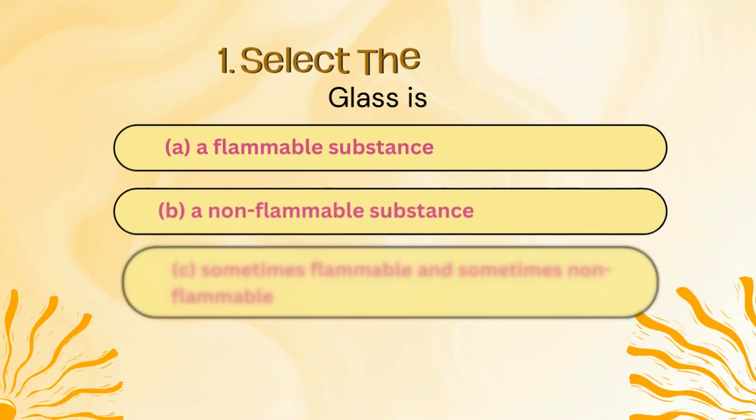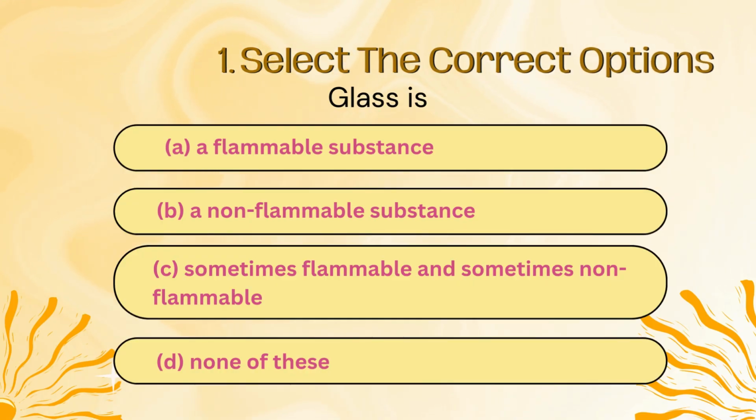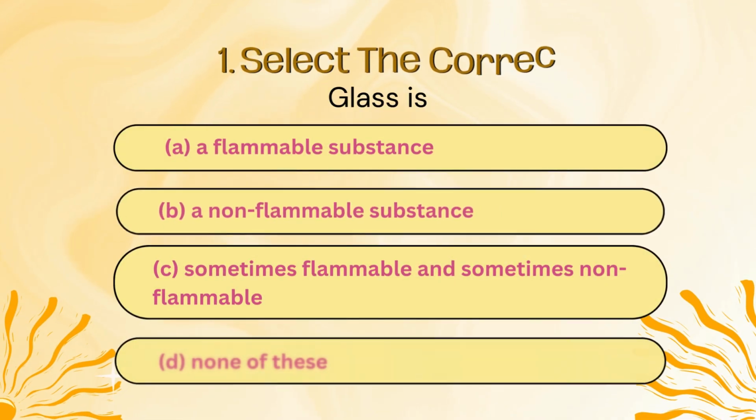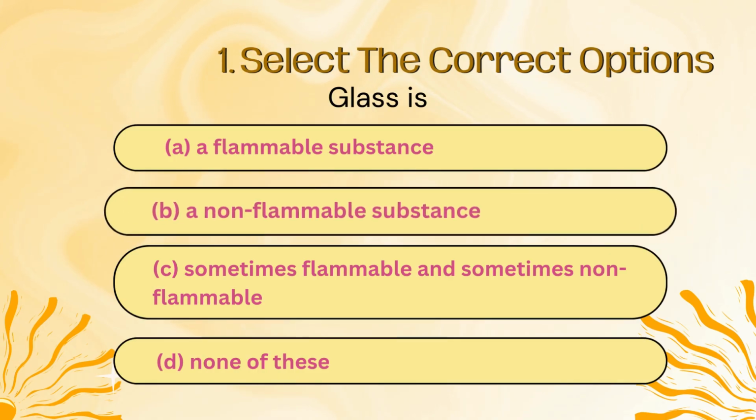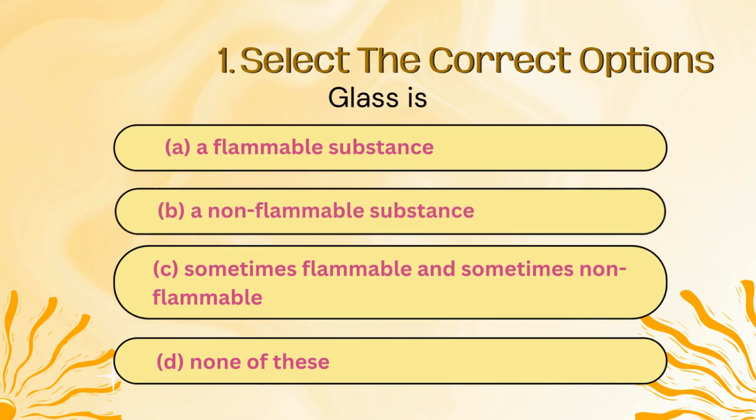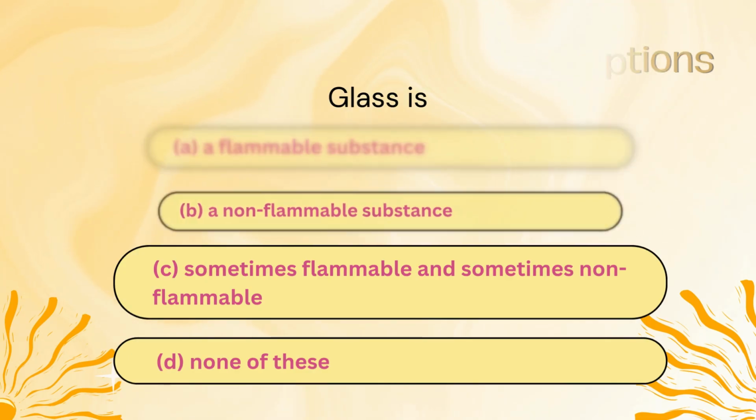Next question: glass is A, flammable substance, B, a non-flammable substance, C, sometimes flammable and sometimes non-flammable, D, none of these. Answer B, a non-flammable substance. Explanation: glass is a non-flammable substance because it does not catch fire easily and requires extremely high temperatures to melt.